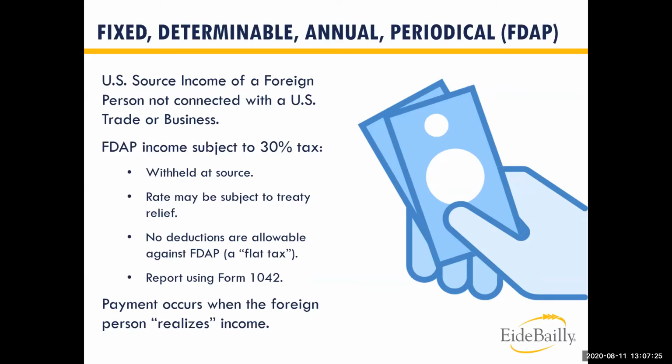As I mentioned, these payments are subject to reporting on the Form 1042, which we'll talk about as well. And one thing to keep in mind is that the payment occurs when the foreign person realizes the income. So let's say you have accrued interest or an accrued payable to a foreign person, then generally, unless there are some exceptions that apply, that payment would be subject to withholding tax when you actually pay the cash.